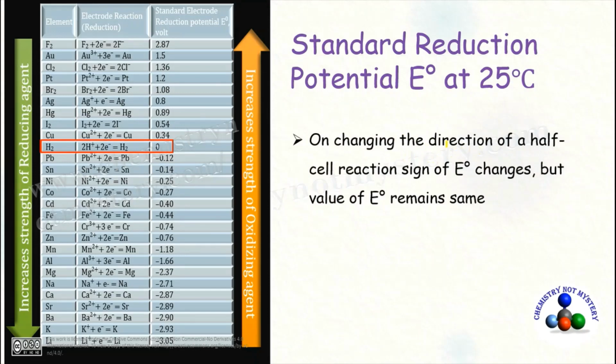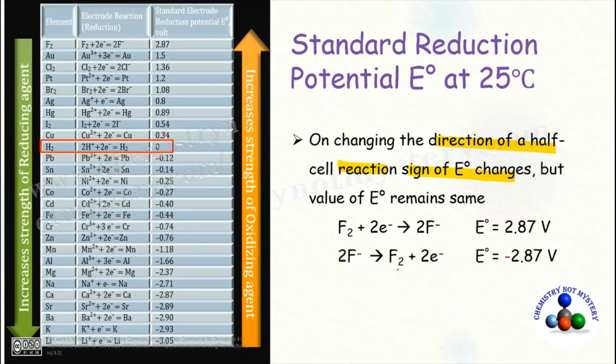But on changing the direction of half cell reaction, sign of E naught changes, but the value of E naught remains same. For example, for the reduction of F2, its value is 2.87 volt. On changing the direction of this half reaction, you will get 2F negative gives F2 plus 2 electron. This reaction is for reduction reaction and this reaction is for oxidation reaction. For reduction, its value is 2.87 volt, and for the oxidation reaction, its value becomes minus 2.87 volt. So there is only change in the sign, but the value of E naught remains same.